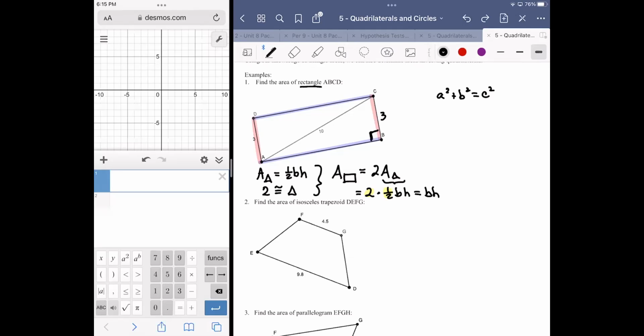So I'm looking for this side here, which I could call b if I want, but I'm going to call it a. So a squared plus 3 squared is equal to 10 squared. So a squared plus 9 is equal to 100. And a squared, if I subtract the 9 from both sides, is going to be equal to 91. And so just quick subtraction.